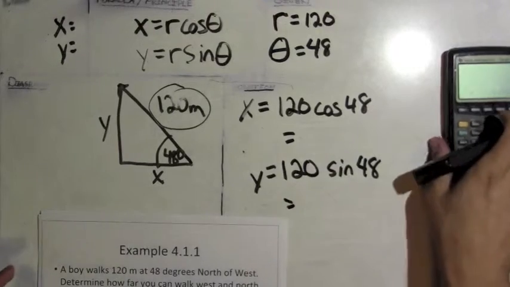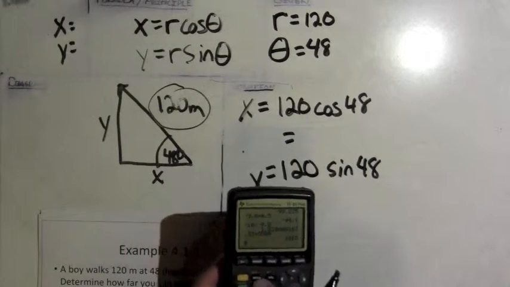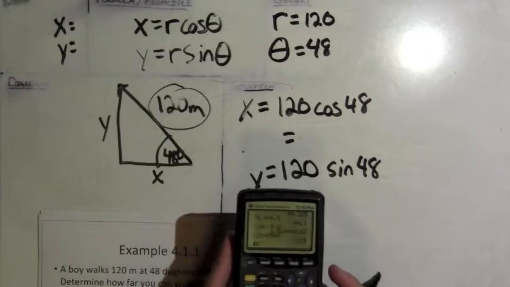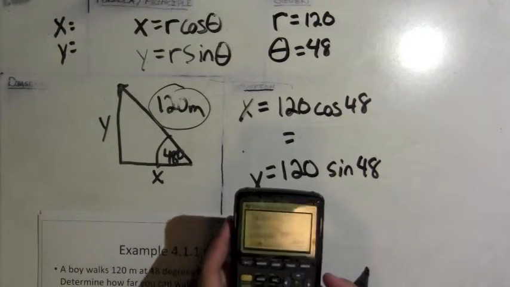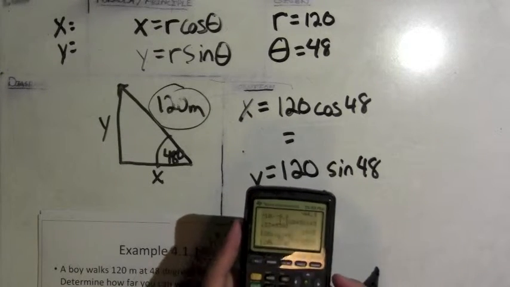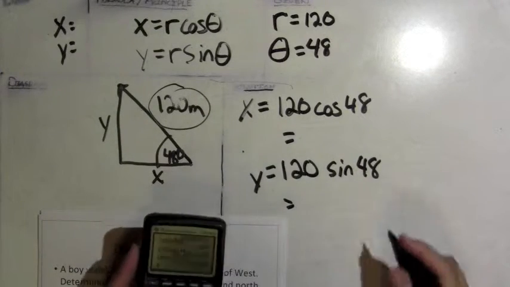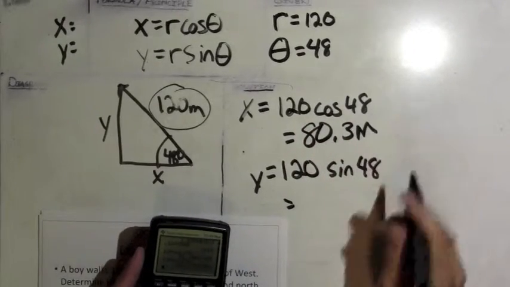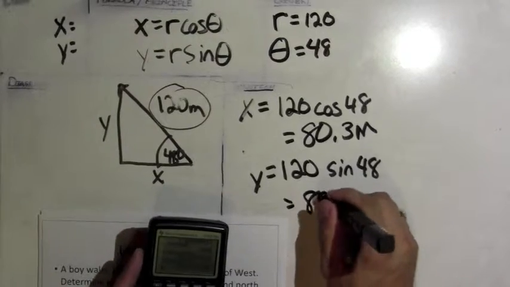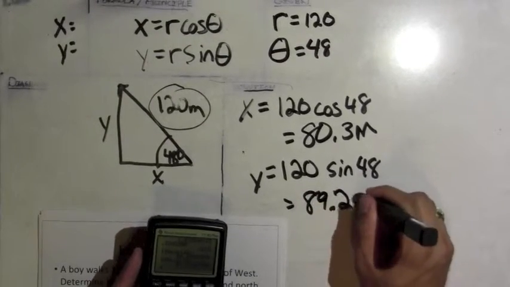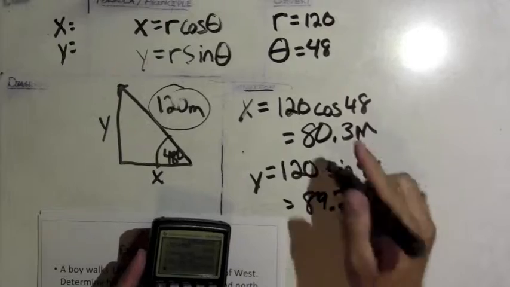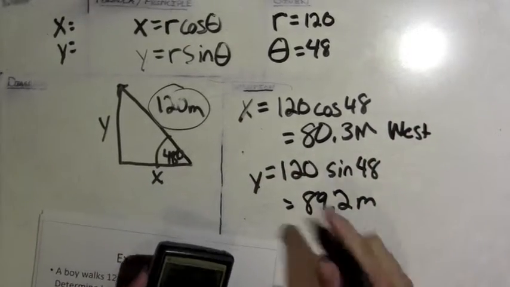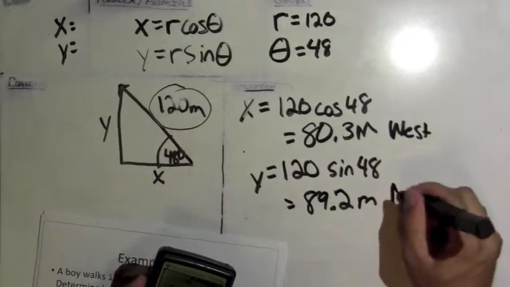At this point, we just enter it into our calculator. The one thing you need to be careful about is that your calculator is in degree mode. So then we go 120 times the cosine of 48 and 120 times the sine of 48. And when we do that, we get that the cosine is 80.3 meters, and that this one, the sine, is 89.2 meters. So we have 80.3 meters. Since this is the x component, it's west, and 89.2 meters is the y component, which means it's north.